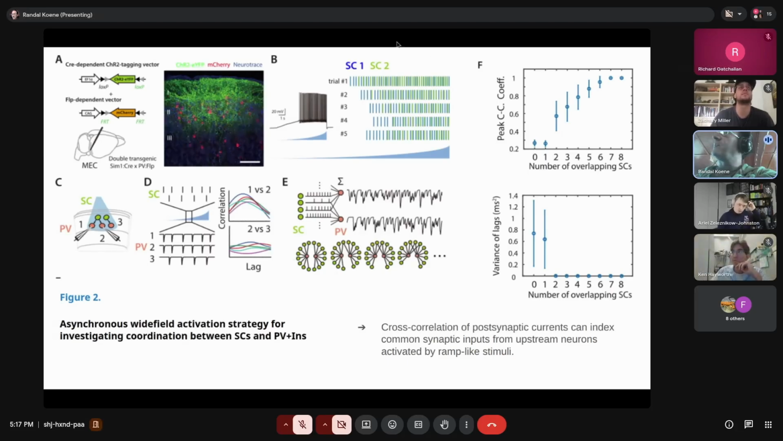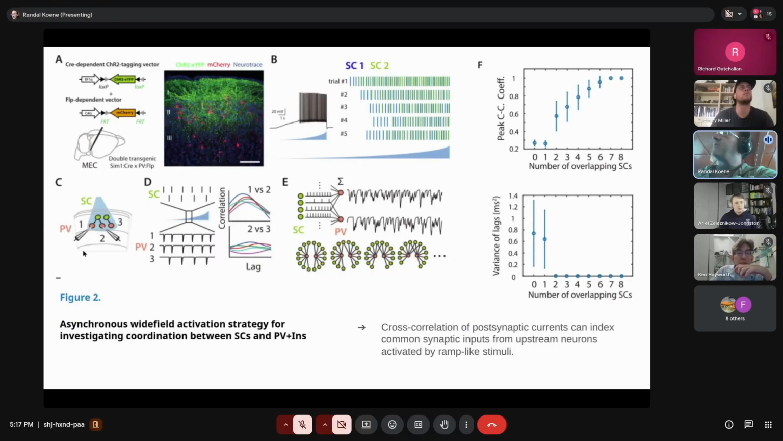And then over here on the right, they're comparing 2 different stellate cells, one in blue, the other in green. And one of the things you can observe already here is that they're asynchronous. They don't fall on exactly the same time points as they're being activated by that ramp.